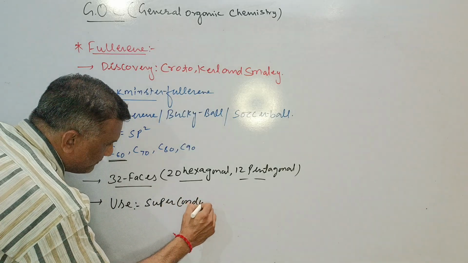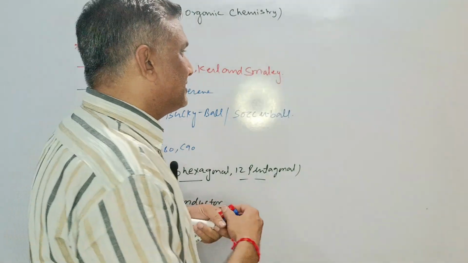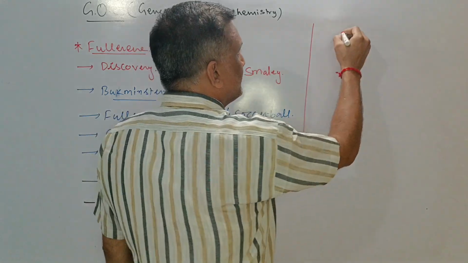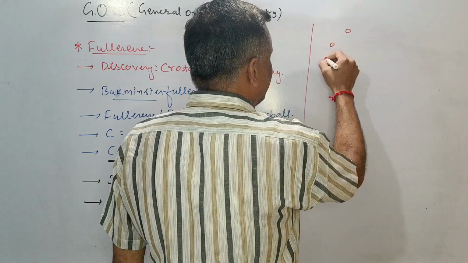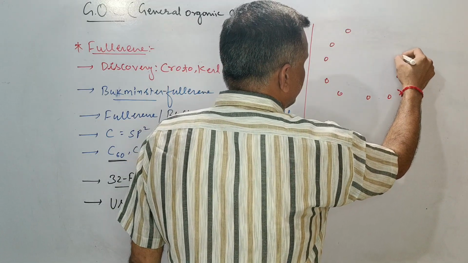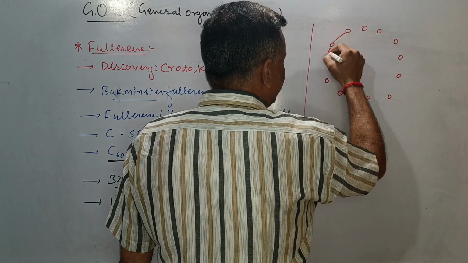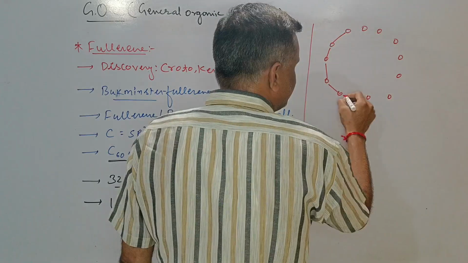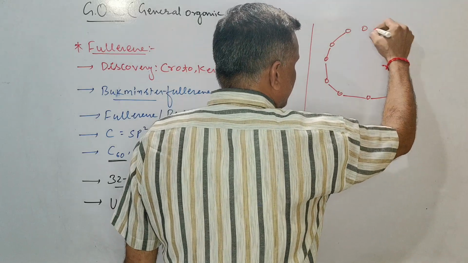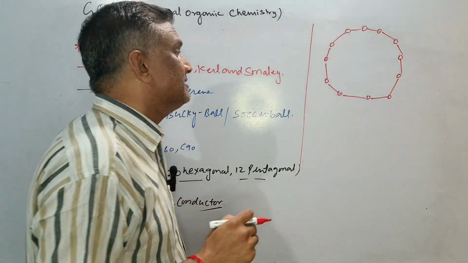And what will be the structure? You can draw it as follows. This is the structure of fullerene. 1, 2, these are the number of electrons. You can show them in a sphere like this by joining the bonds like this, like this, like this, and so on. We have to show this pentagon and hexagon ring.